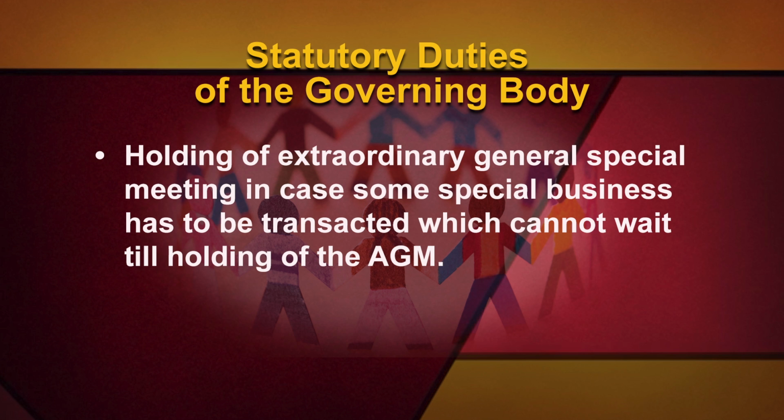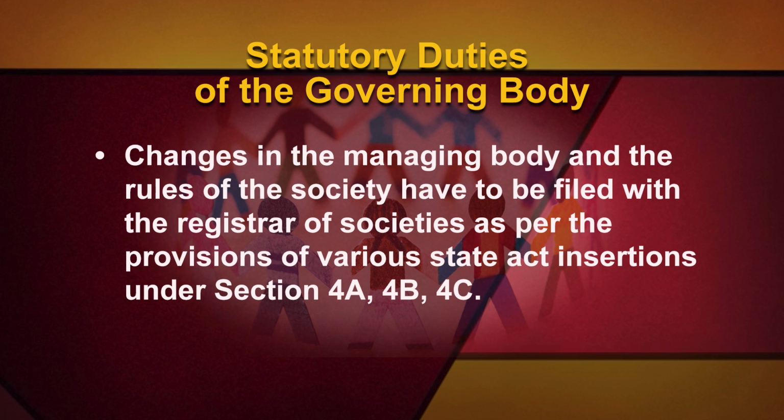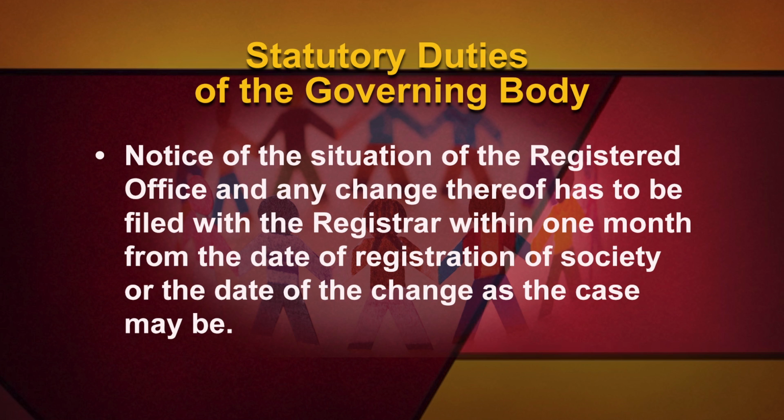Changes in the managing body and the rules of the society have to be filed with the registrar of societies as per the provisions of various State Act insertions under section 4A, 4B and 4C. Notice of the situation of the registered office and any change thereof has to be filed with the registrar within 1 month from the date of registration of society or the date of the change as the case may be.